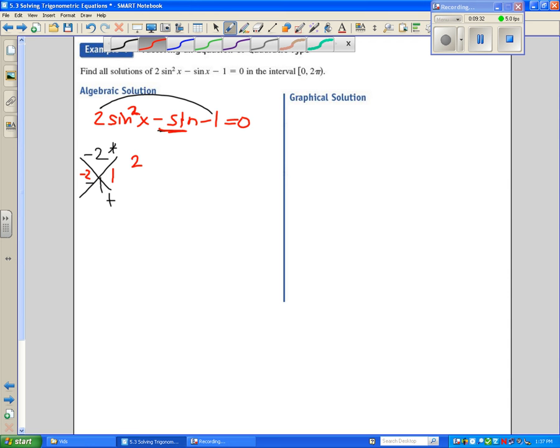So what I'm going to do is split this negative sine x into the negative 2 sine x and the 1 sine x. We still have the 2 sine squared x, and then the minus 2 sine x, and then plus sine x, because that goes with the 1, and then I still have the minus 1 equal to 0. Now I just factor by grouping. So we have 2 and sine x in these two terms. I'm left with sine x minus 1, and then I have sine x minus 1 here, but you can always factor out a 1.